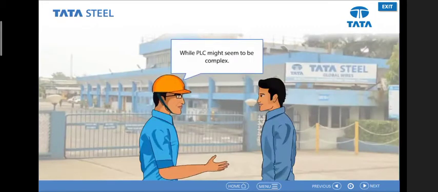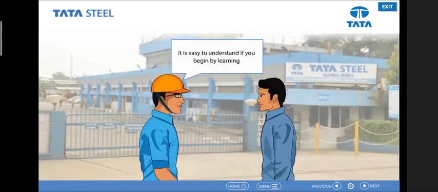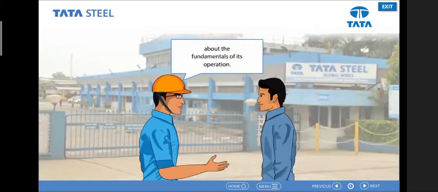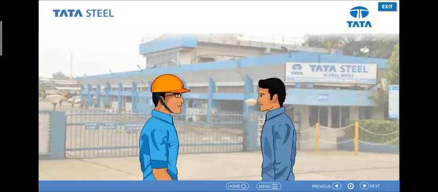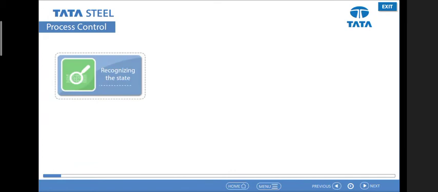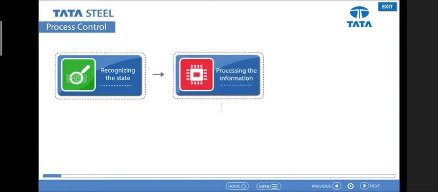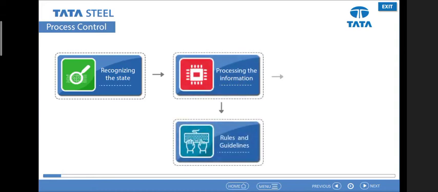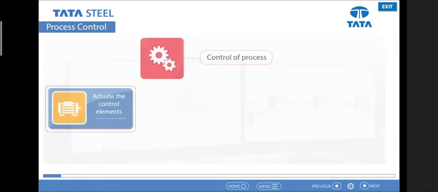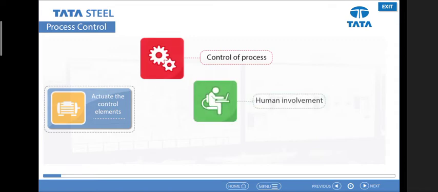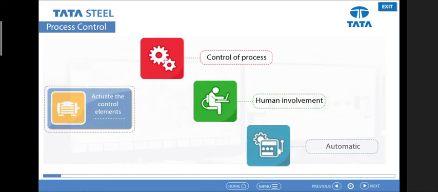While PLC might seem to be complex, it is easy to understand if you begin by learning about the fundamentals of its operation. Process control involves recognizing the state of the process at all times, processing the information according to the set rules and guidelines, and accordingly actuating the control elements. In the controller process, all the actions can be taken manually with human involvement or in semi-automatic or fully automatic manner. Click Next to continue.